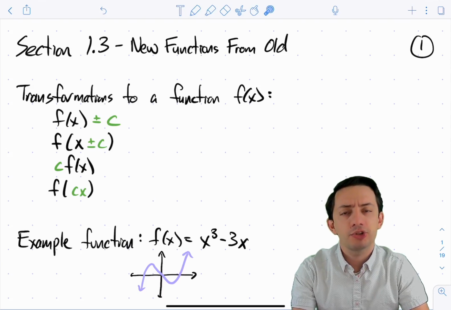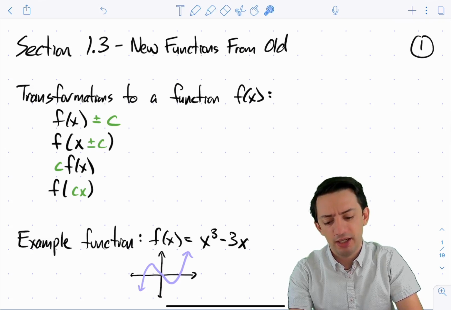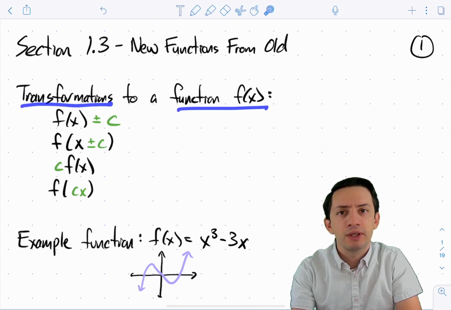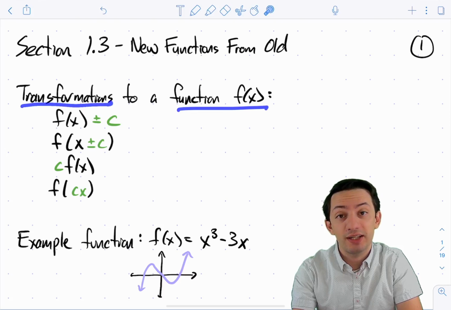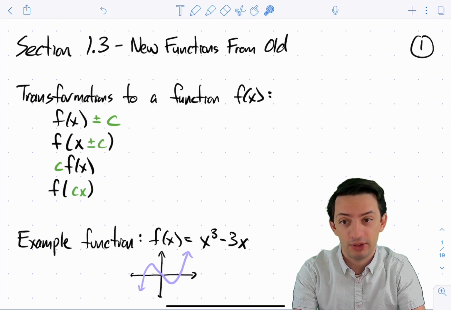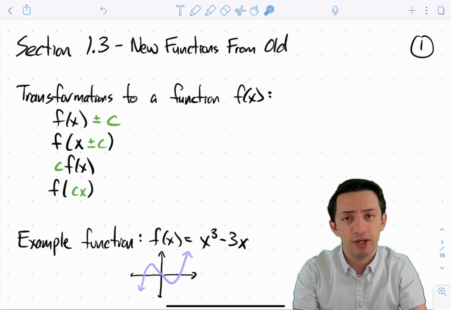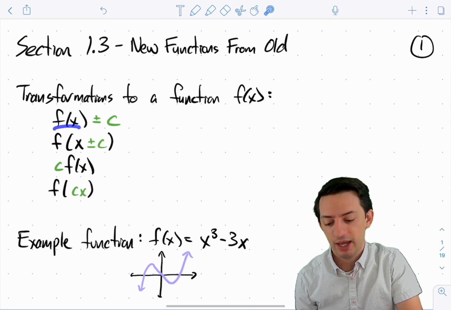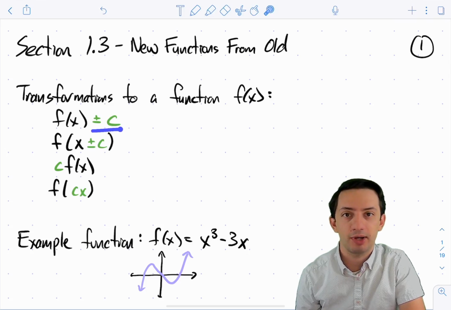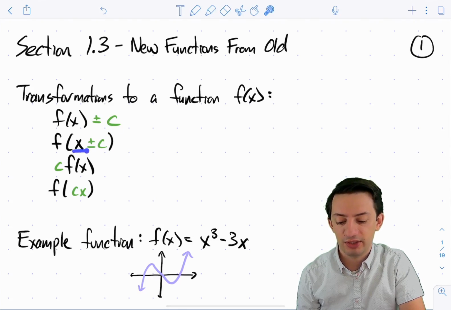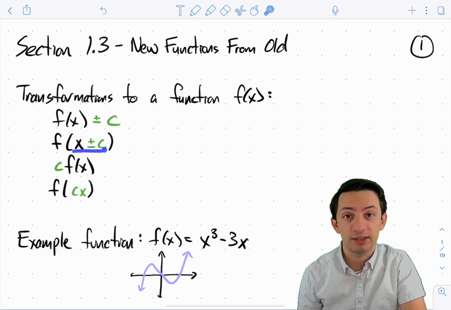The first major part of this section is talking about how to take a function f and do certain transformations to it and see what's left over. This is an idea that we're going to deal with a lot when we start talking about derivatives in calculus. We'll see four different examples. The first is taking f of x and adding or subtracting some constant outside. The second is taking f of x and adding or subtracting some constant inside the function.